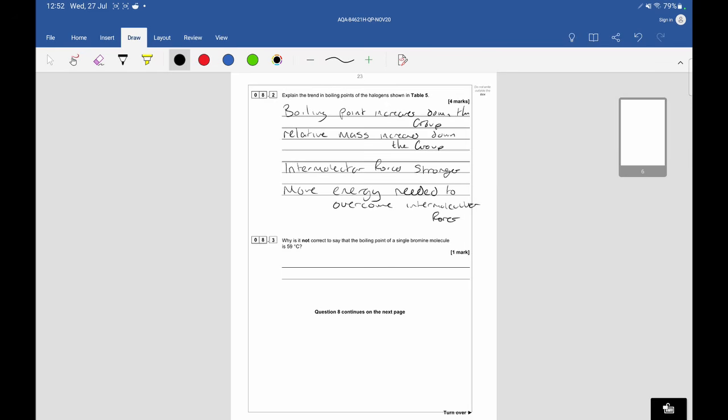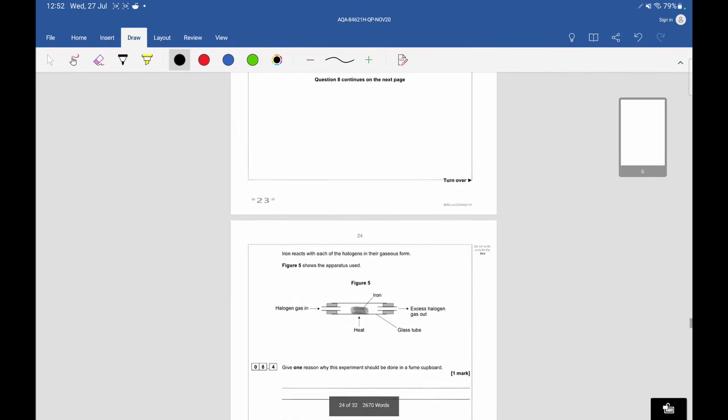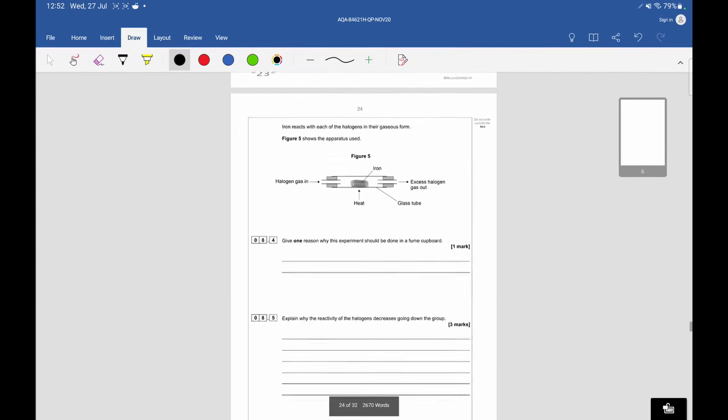Now, we call this idea a bulk property. Boiling and melting point are bulk properties. They're properties that only exist when you have lots of atoms together. So a single atom will never have a boiling or melting point because it can't boil. It's already separated from everything else.